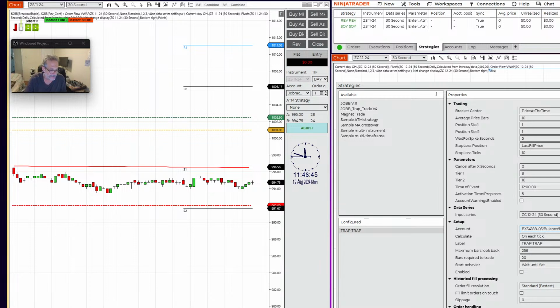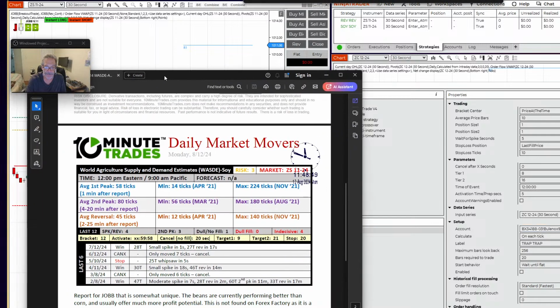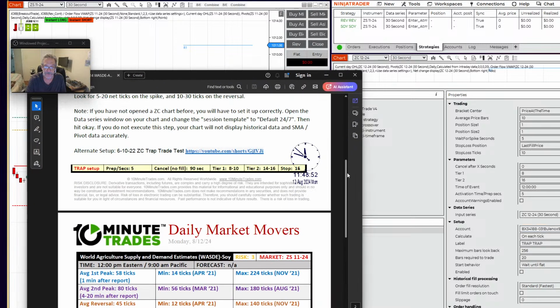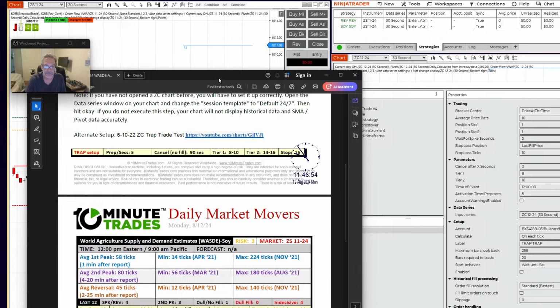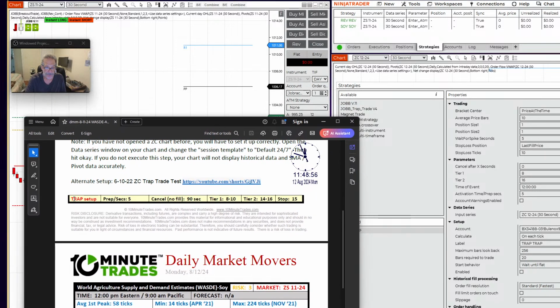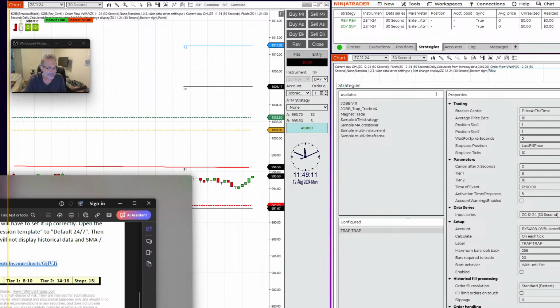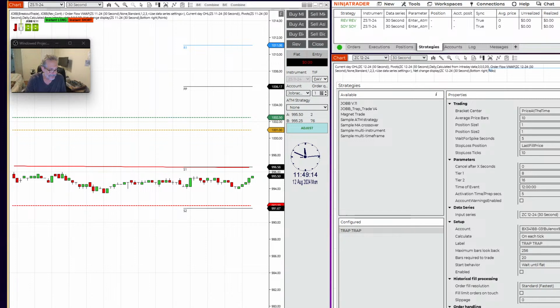And of course, we have to not forget the stop. The stop on our trap is 15 ticks for corn. Here's our alternative down here. And I am going for a little bit the outer tier at 16, just in case corn decides to move. The stop is 15.